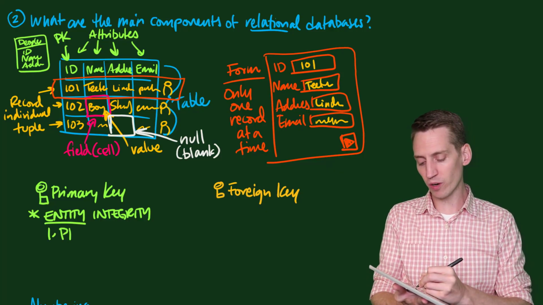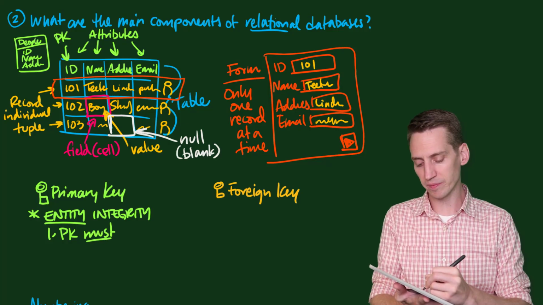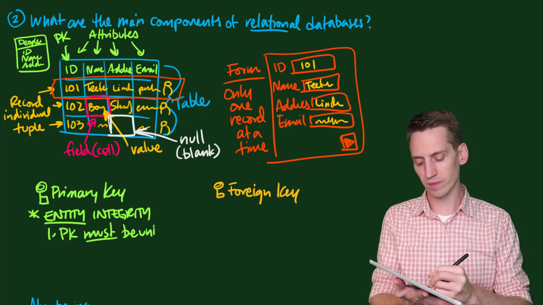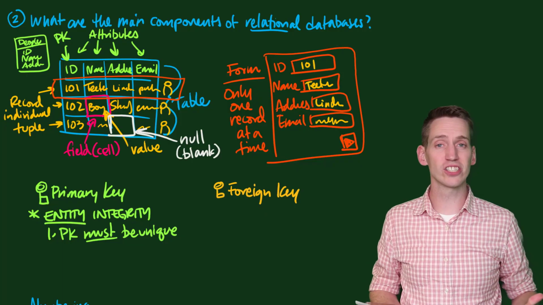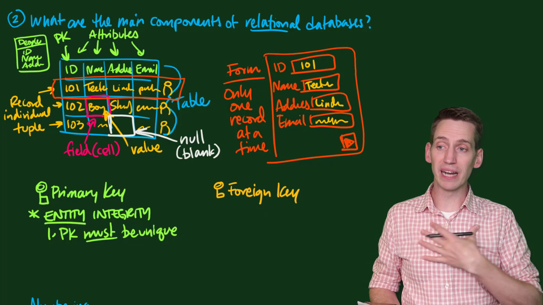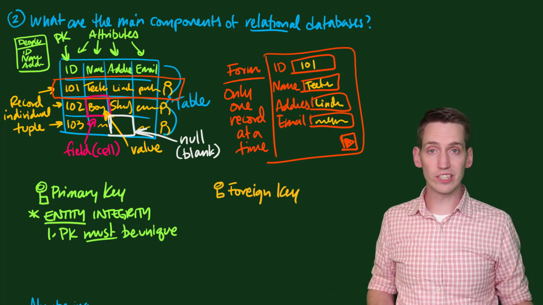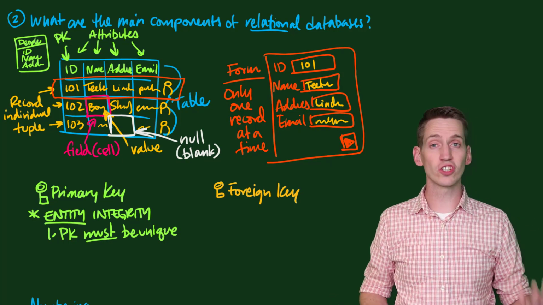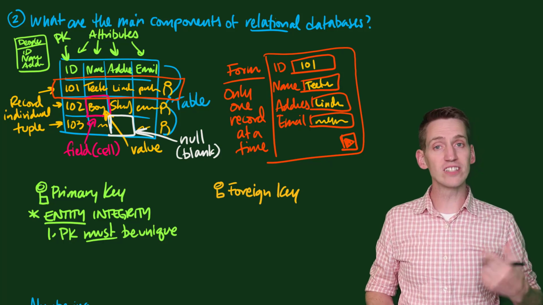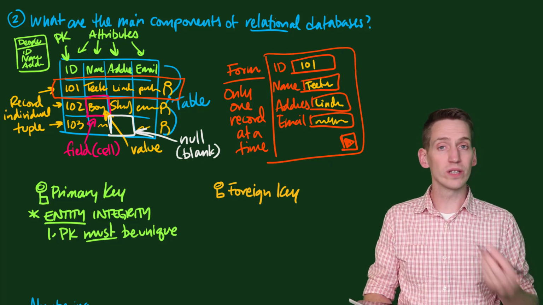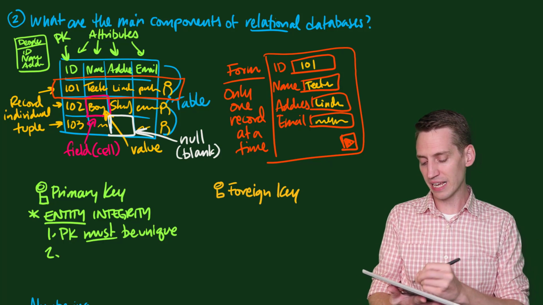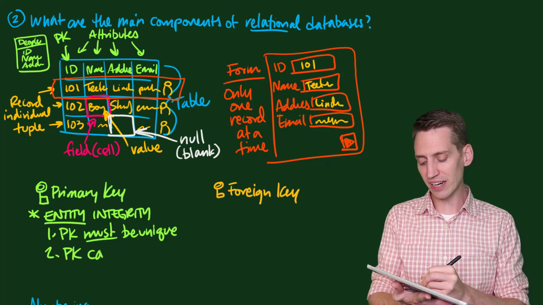The first one is a primary key must be unique, meaning I cannot share this key with anybody else. My number here, 101, cannot be used by anyone else. Just like your student number cannot be shared, or your social security number is unique to you. These are all unique identifiers. Within databases, there's a second rule to this, and this is that a primary key cannot be null.